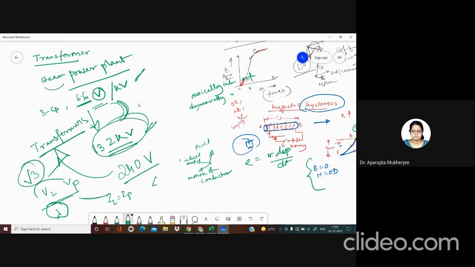So if we divide this 400 by root 3 to convert it from line to phase, or phase to line, you know it very well. So if we do this, we can get 240 volt for our household voltage.